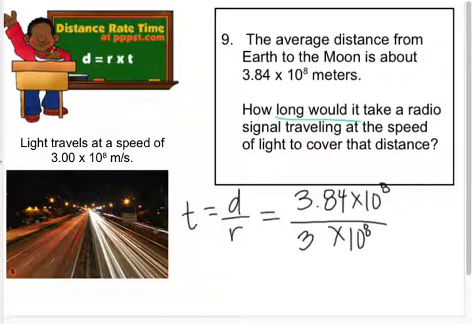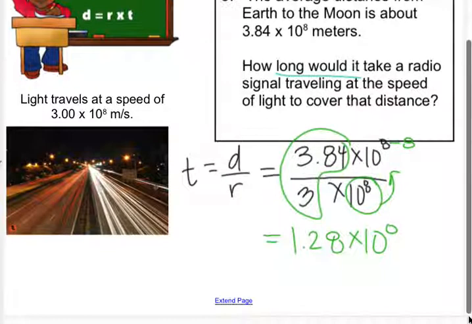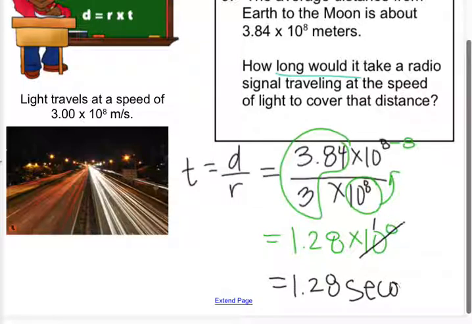So if I go ahead and take 3.84 divided by 3, I get 1.28 times 10 to the, well, if I bring this up here, it'd be 10 to the 8th minus 8, so 10 to the 0. And we just said that anything to the 0 power is 1, so it's just 1.28, and this is time again, so seconds.